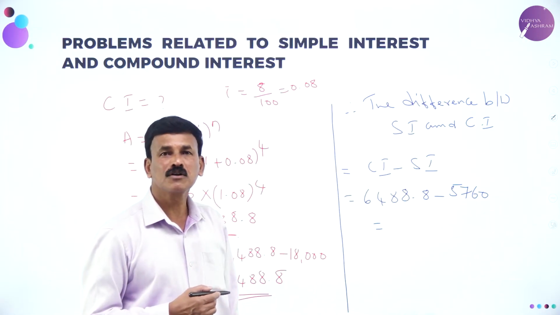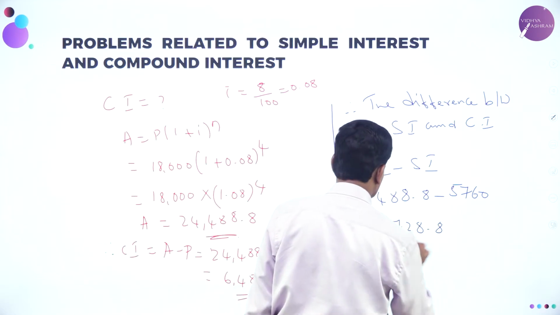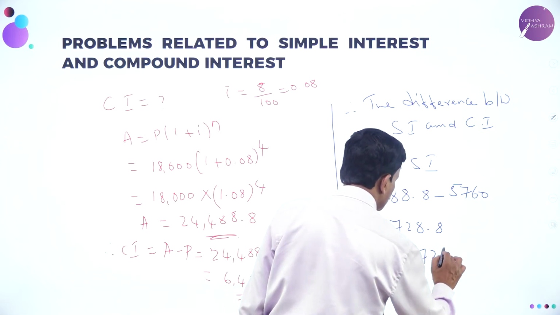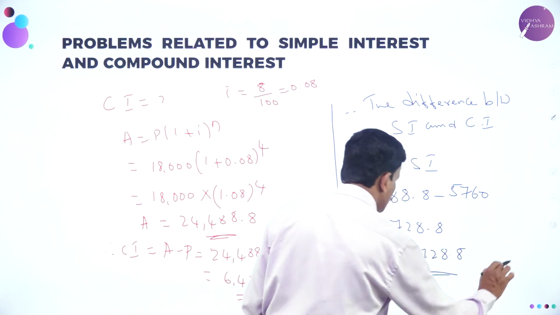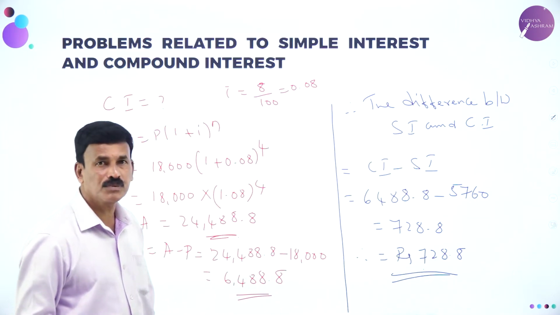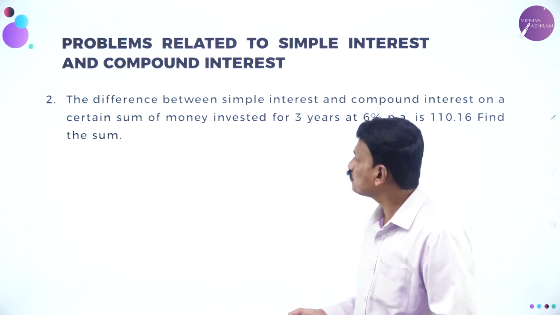That's it. So this is equal to 728.8. Therefore, the difference is equal to rupees 728.8, the difference between simple interest and the compound interest. This is a very important type of problem we followed. Now move on to the next problem.